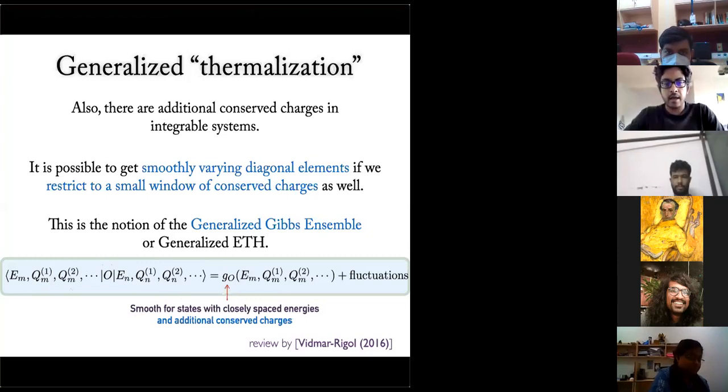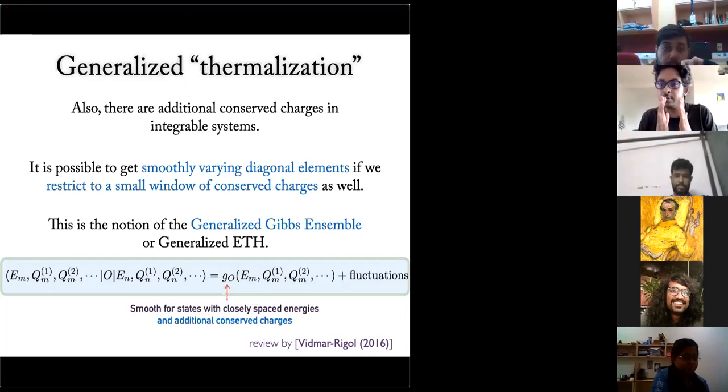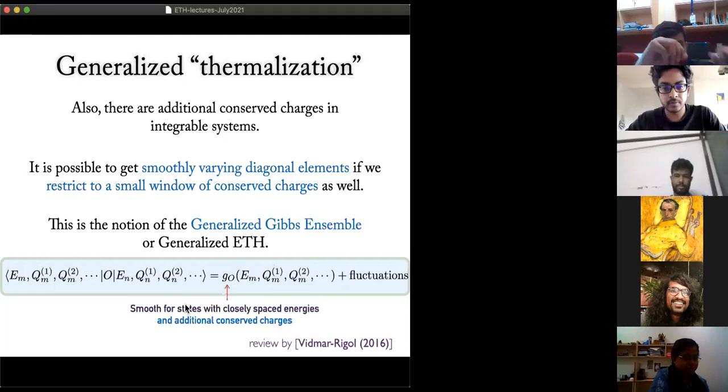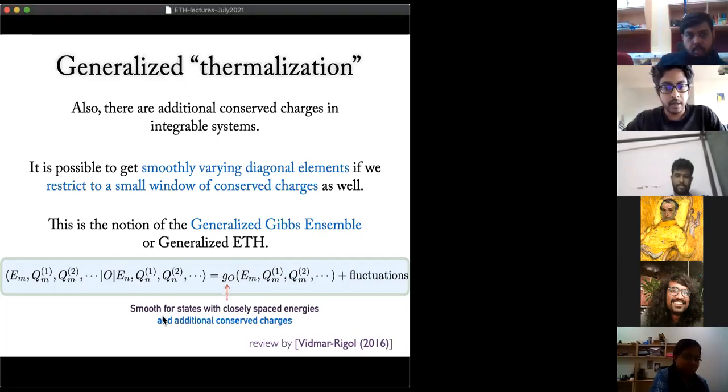And within that small window, you can write down an analogous ETH ansatz, that the diagonal elements at least are smooth within this small window of energies as well as conserved charges. Which means that you have to fix the energies and charges about some mean value. All right.